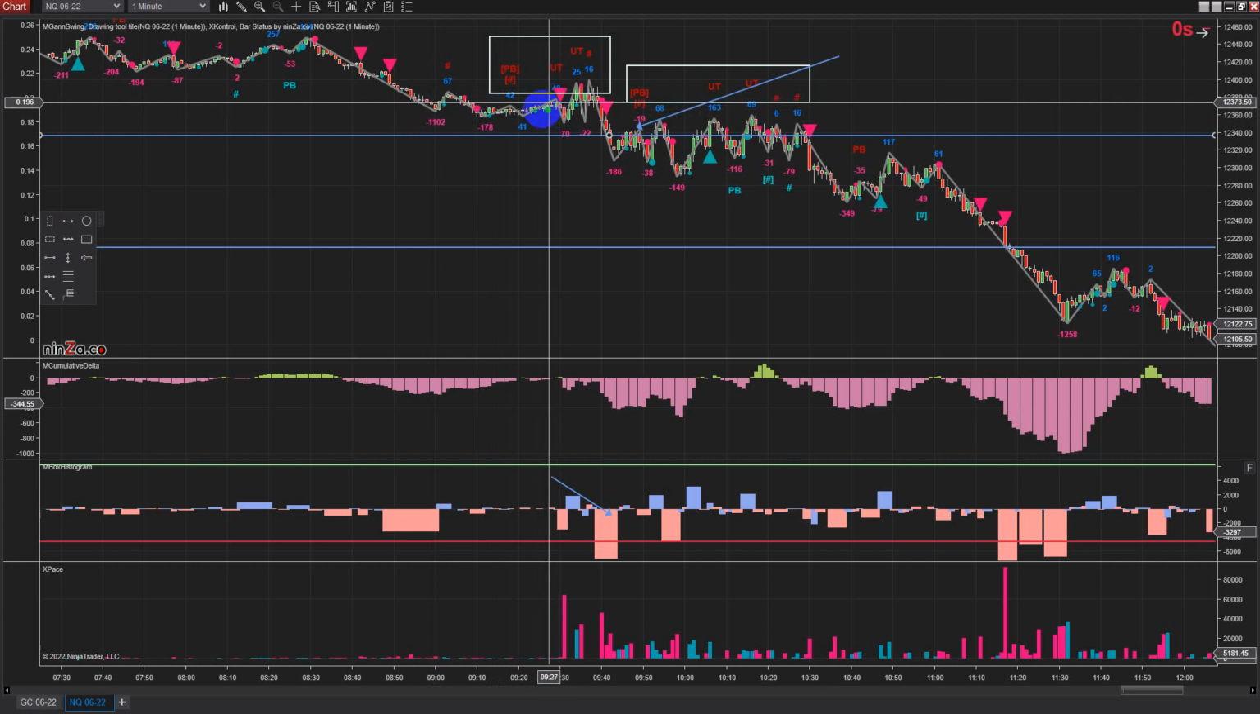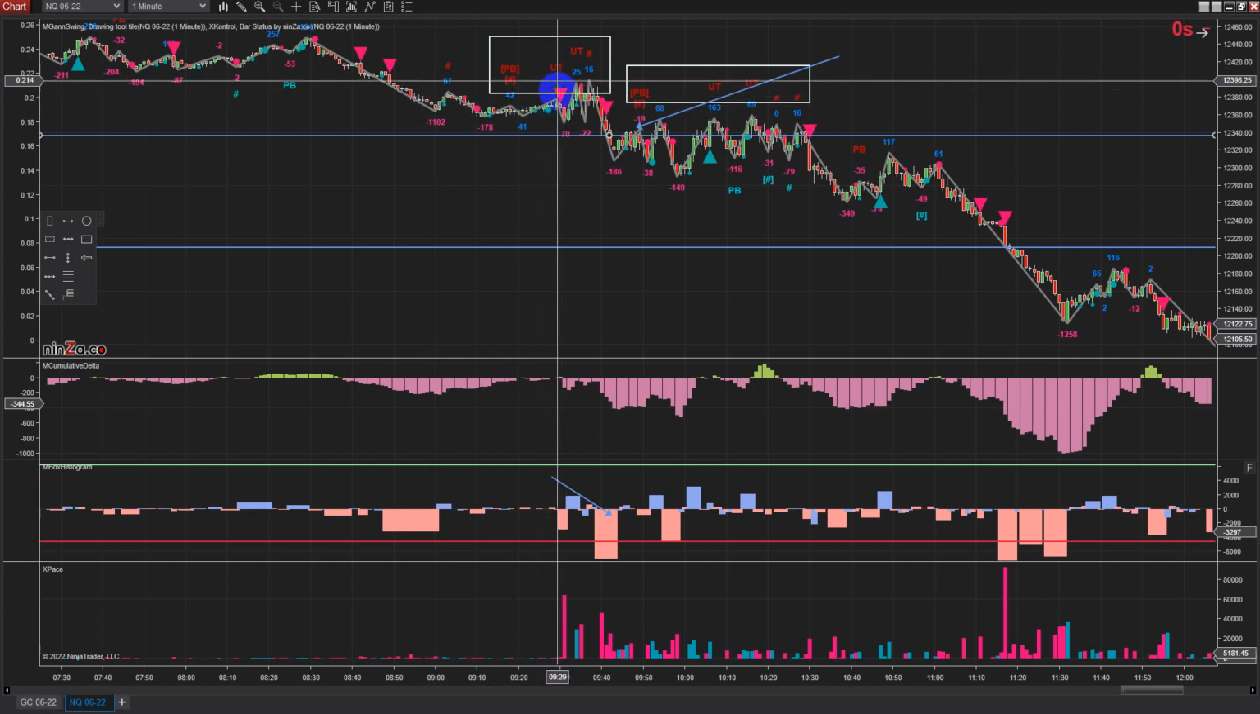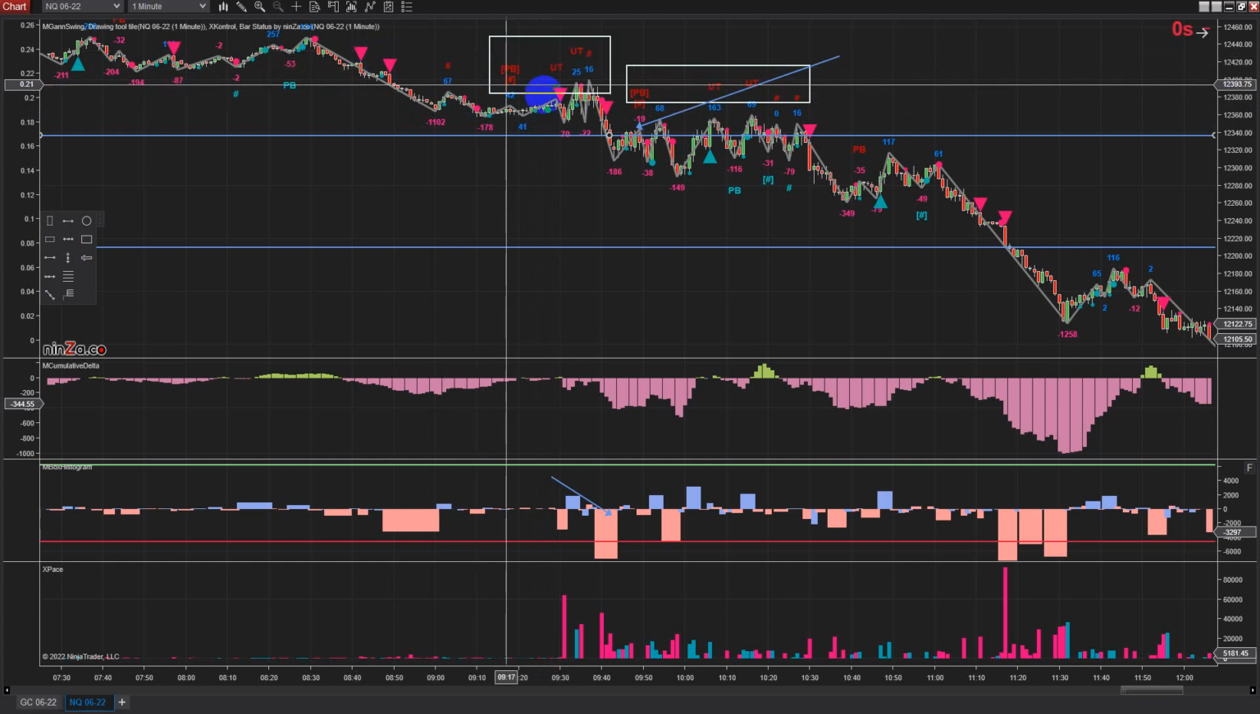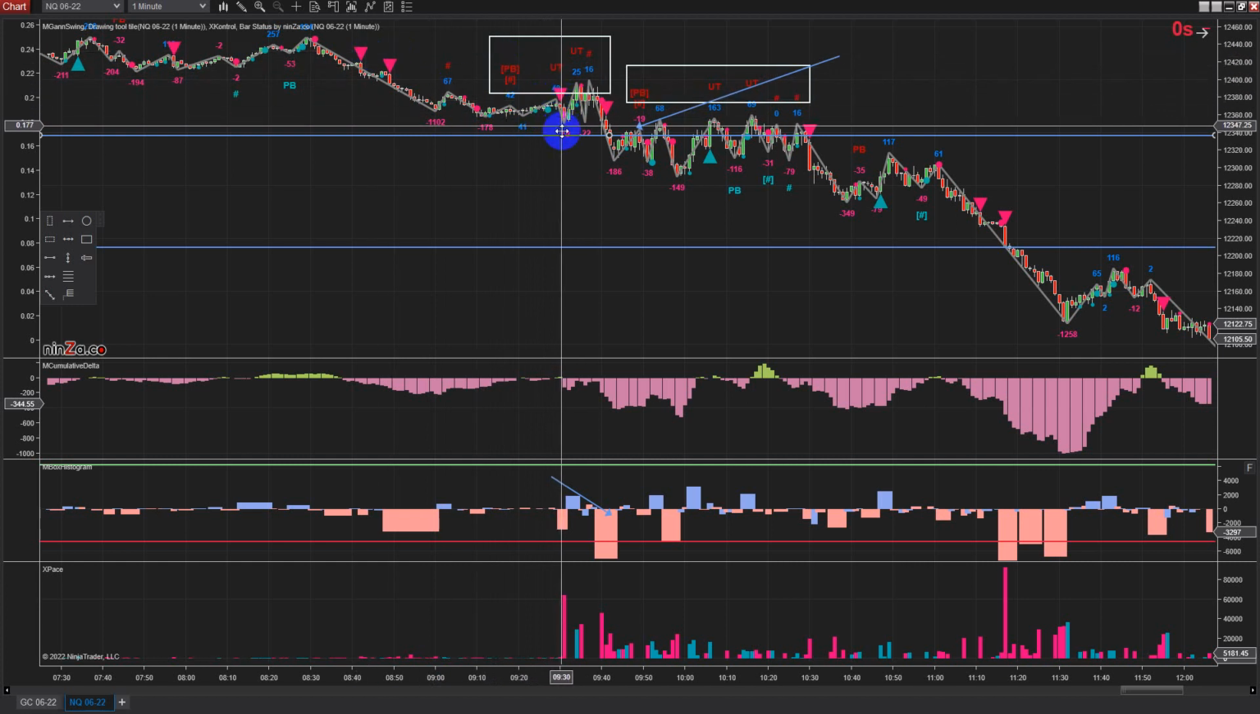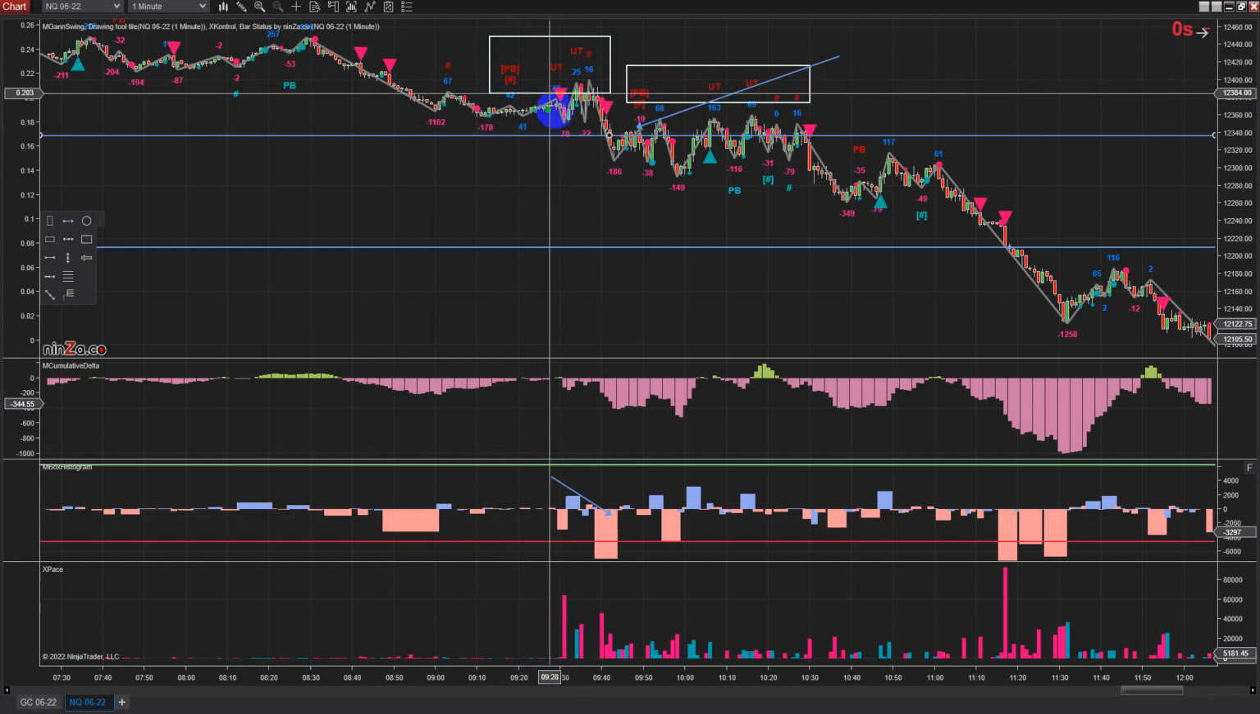But in this case, let's ignore this for now. And then let's say of the open, you see this UT and this pullback before that, you know sellers are in control. Then you can see there was selling that came in here, right? All of this was good, favoring sellers, right?